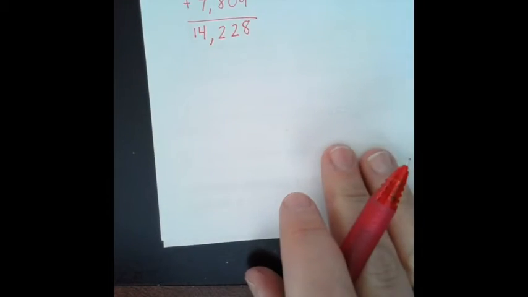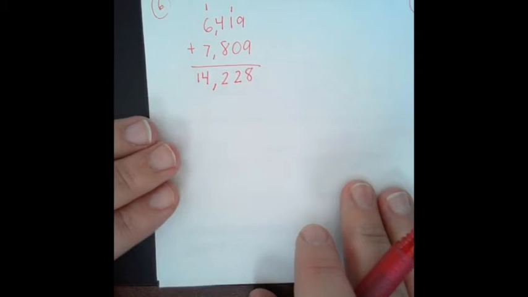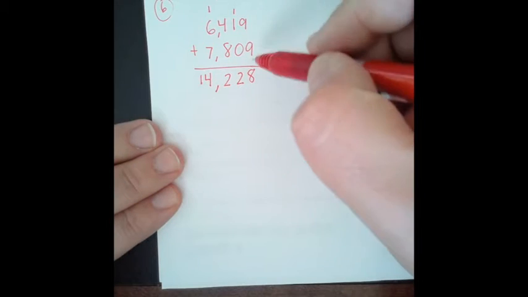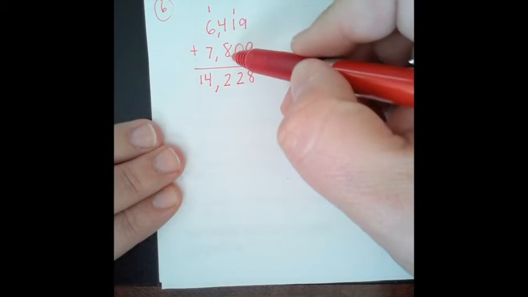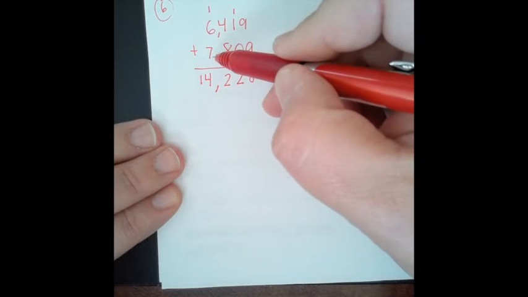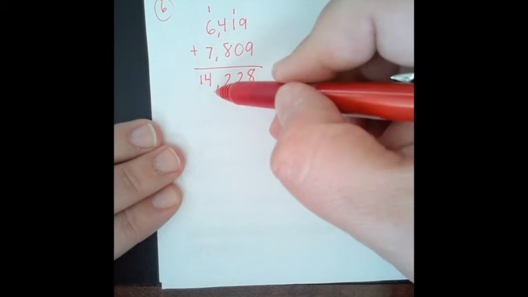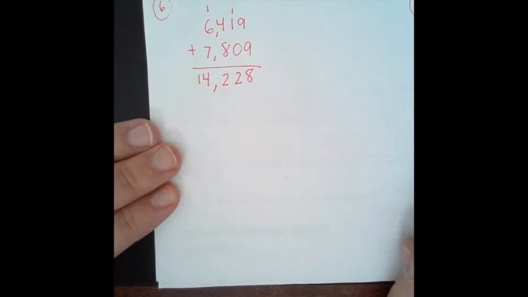14,228. Oh, I'm sorry, I didn't have the number down here, so you could see kind of 9 plus 9 is 18. 1 plus 1 is 2. 8 plus 4 is 12. Carry the 1. 6 plus 1 is 7. Equals 14. I apologize for that.